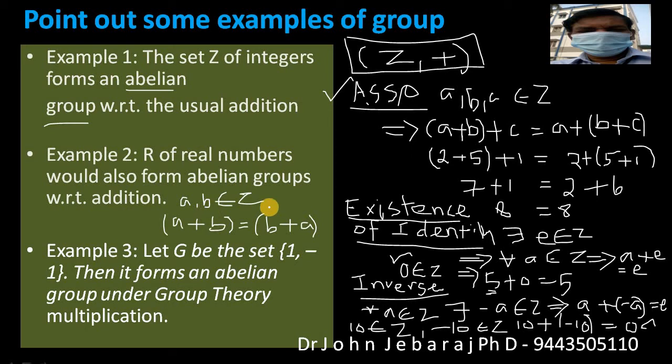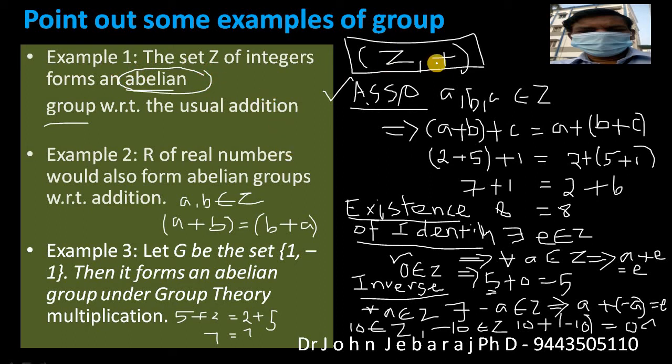Am I correct? Yes. Take for example 5 plus 2. 5 plus 2 equals 2 plus 5. So we have 7 equals 7. Both are equal. So this particular property we call the commutative property. If a given group satisfies this commutative property, then we say that it is an abelian group. A special name we are giving, and that's called an abelian group.